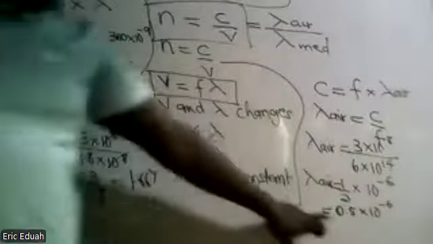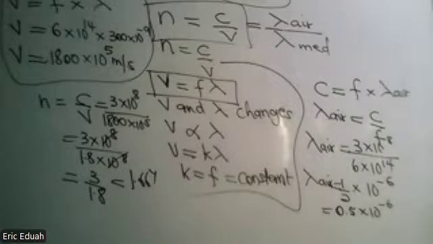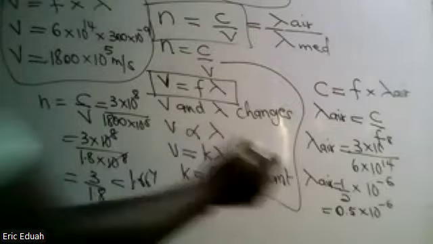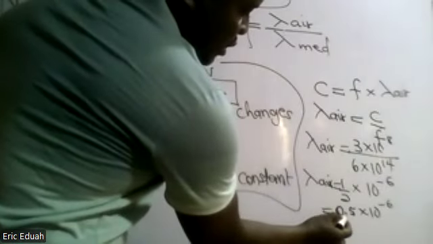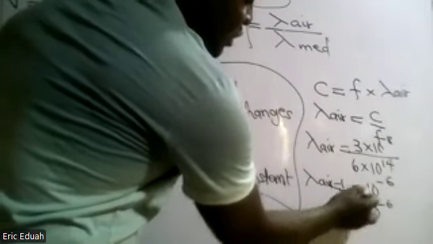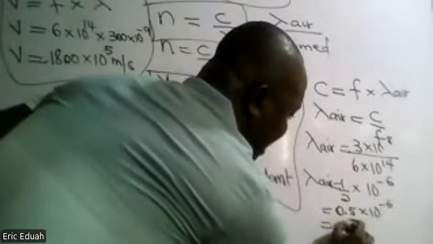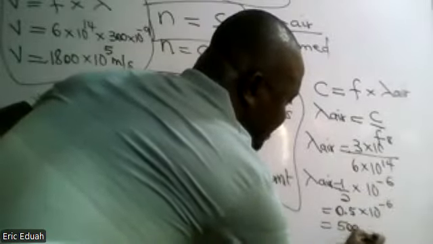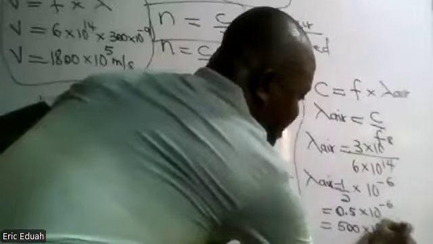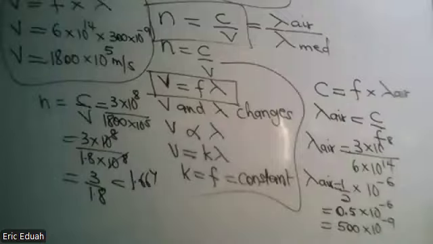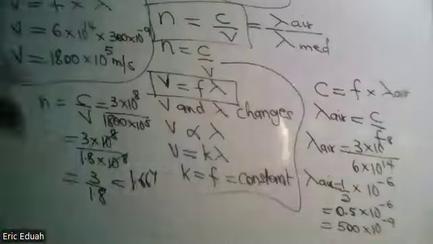Maybe I want to express this in nano so that it will look beautiful, meaning I have to shift the decimal point 3 times. 1, 2, 3. And so I'll have 500 times 10 to the power -9, giving us 500 nanometers.